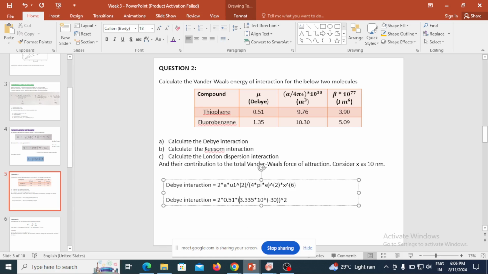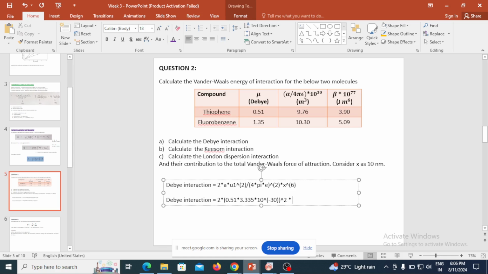So there are a lot of chances that you can make mistakes in the calculation, so please be very careful when you solve, because there are a lot of parameters in the order of 10 power minus 30 and then whole squaring that, so it will be quite confusing, so please be careful. This times your alpha.